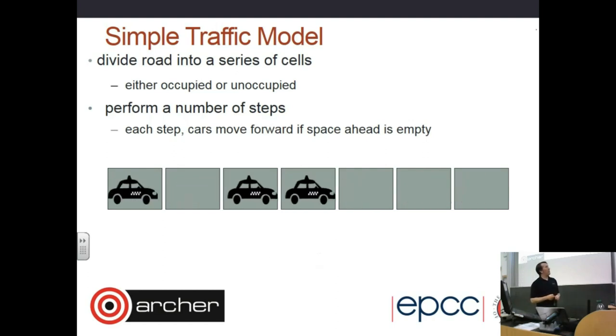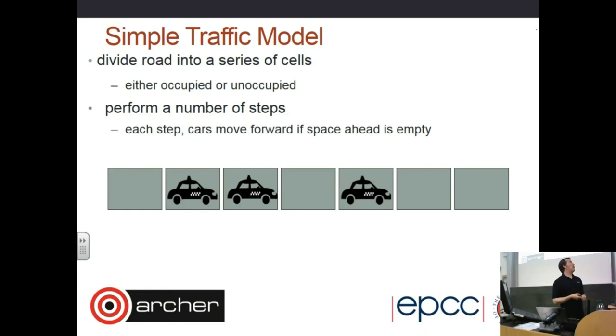It's important to realize that this is an instantaneous update. I'm not saying, can I move that car, can I move that car, can I move that car? I basically say, look, this car can move, this one can't, and this one can, then I move them all. In other words, I'm not updating the cells in any particular order. It's an instantaneous update.